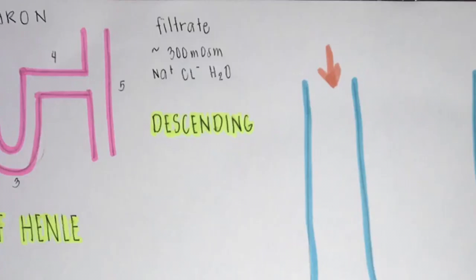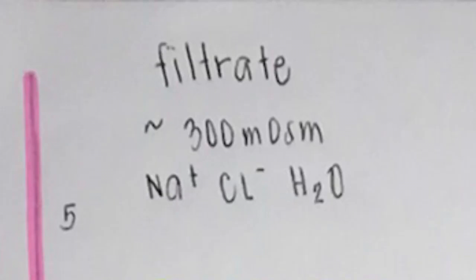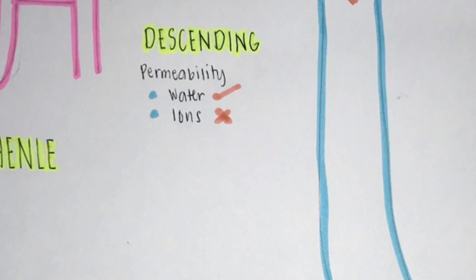So up here, where the first arrow is, the filtrate is coming from the proximal convoluted tubule, and in terms of its concentration, it is about 300 milliosmoles. It is also made up of a combination of lots of different things, such as sodium ions, chloride ions, and water. Now let's talk about its permeability.